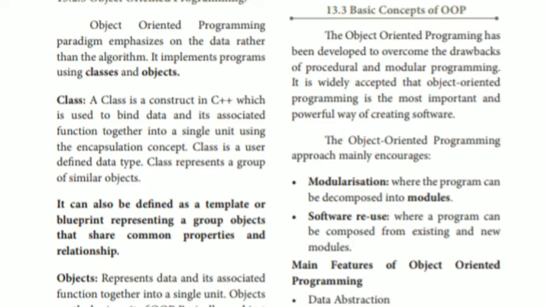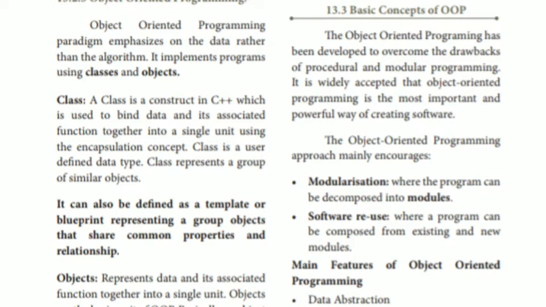Object oriented programming has been developed to overcome the drawbacks of procedural and modular programming. It is widely accepted that object oriented programming is the most powerful way of creating software. What is the purpose of this language? Why are scientists creating languages? Means creating software is the main thing. Object oriented programming mainly encourages modularization, where the program can be decomposed into modules. Decompose means to construct small by small. Cut பண்ணி கொஞ்சம் சுருக்கிறது, decomposed into.